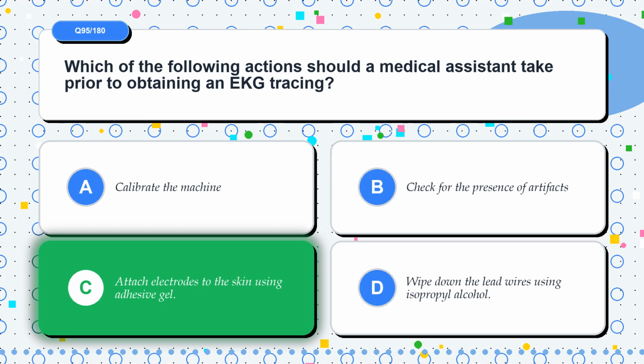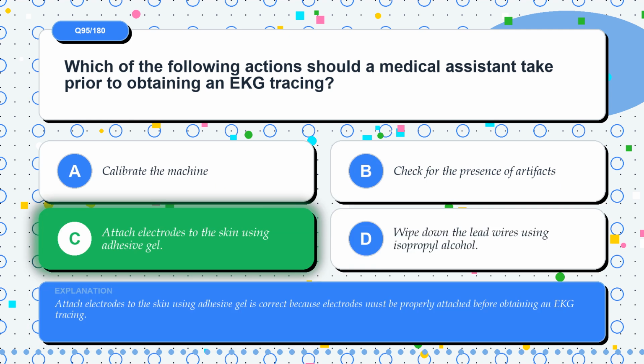The correct answer is option C, attach electrodes to the skin using adhesive gel. Attach electrodes to the skin using adhesive gel is correct because electrodes must be properly attached before obtaining an EKG tracing.